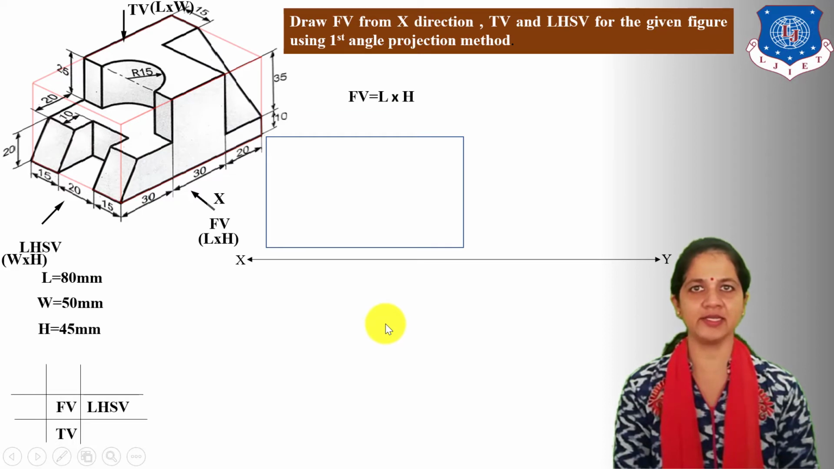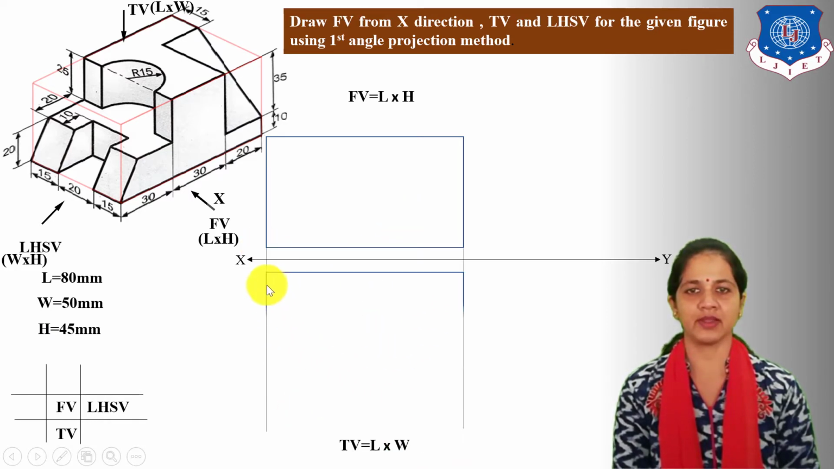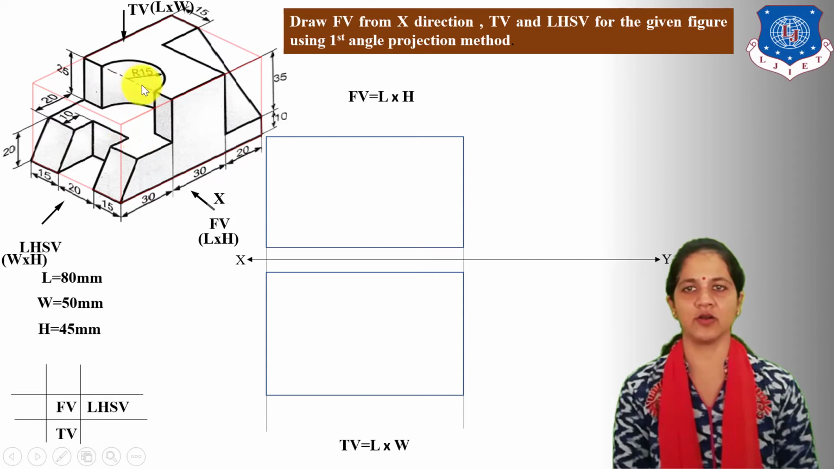Below XY line, draw top view box. Top view box covers maximum length and maximum width. Length is common in front view and top view box. So transfer length from front view and complete top view box. Here this vertical line indicates width of given 3D object.